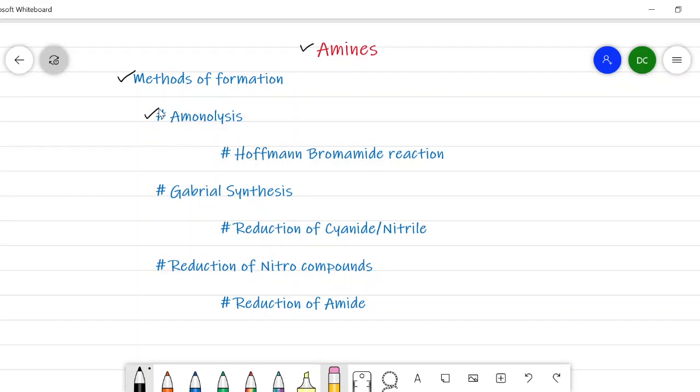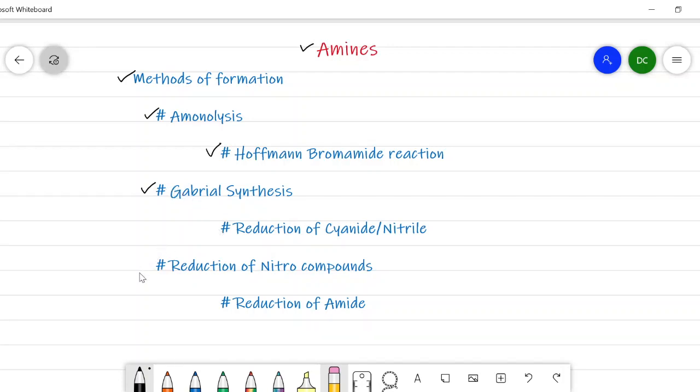First is ammonolysis, in which the alkyl halide is treated with ammonia. The second method is the famous name reaction, the Hofmann bromamide reaction. Unsubstituted amides are treated with bromine and alkali, which gives the corresponding amines in the Hofmann bromamide reaction. The third method is the Gabriel synthesis, in which a phthalimide is treated with alkyl halides.